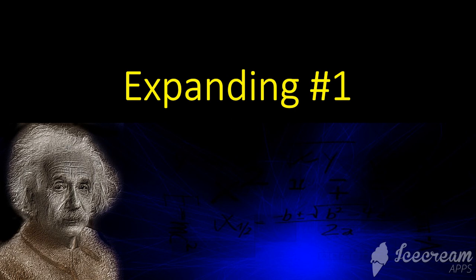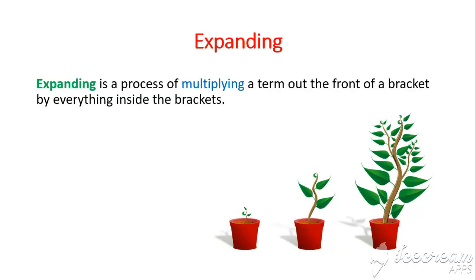We're going to go all the way back and remind and review the process of expanding. Expanding is the process of multiplying a term out the front of a bracket by everything inside the brackets. So, going back a few years, do you remember expressions like this? Let's expand 2 bracket x plus 5. Now, 2 next to a bracket means 2 multiplied by everything in the brackets.